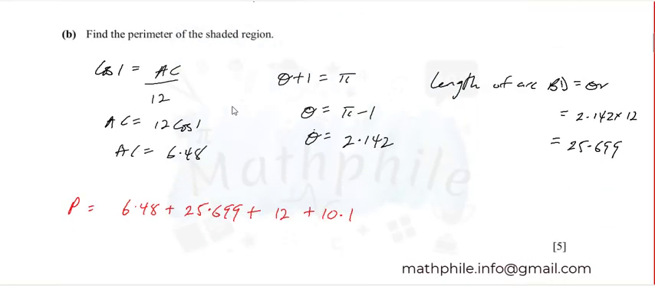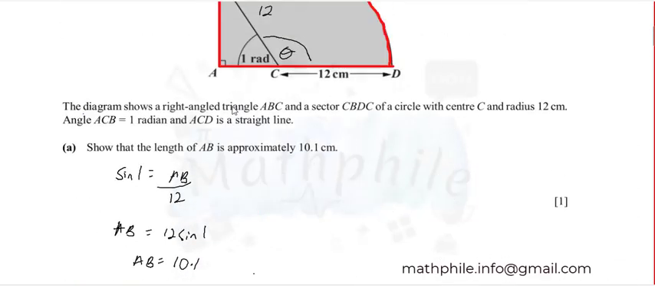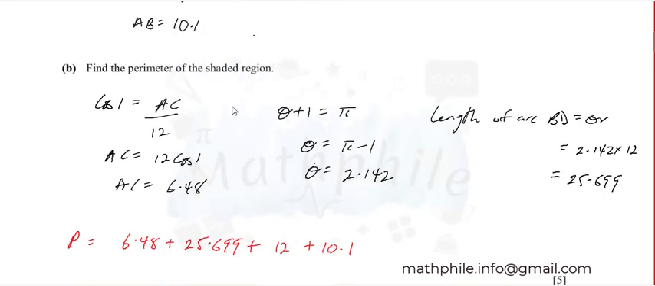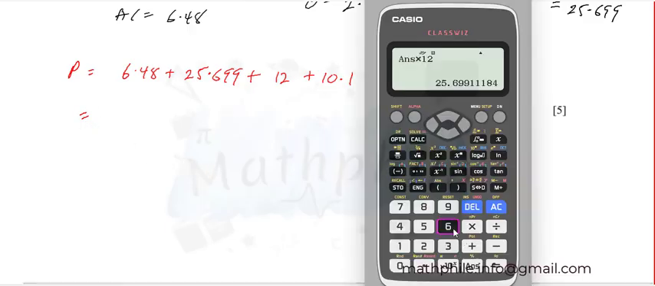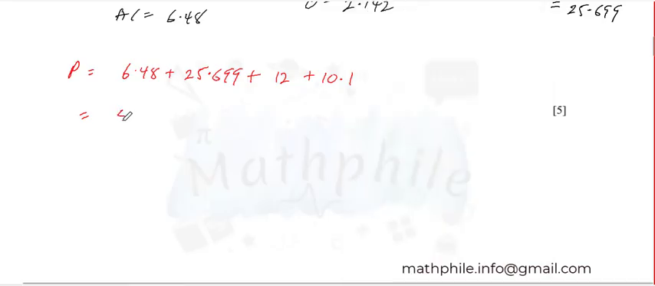Then the 6.48 will be AC and the length of arc. So adding all this together, that should give you the answer to the question. So this was a pretty straightforward question. I don't think it should be challenging. Plus 12 plus 10.1, and this will be 54.279. So let's say 54.3 to 3 figures centimeters.